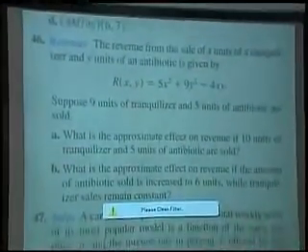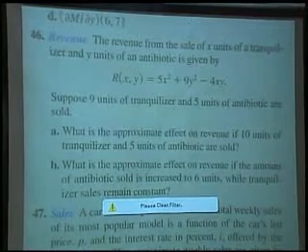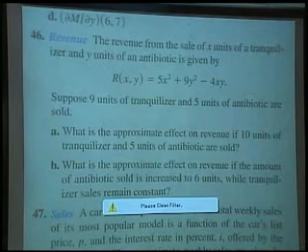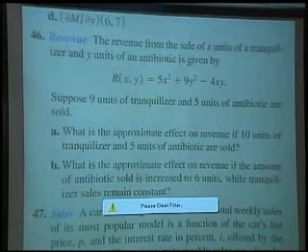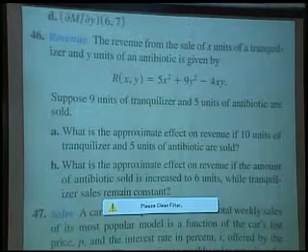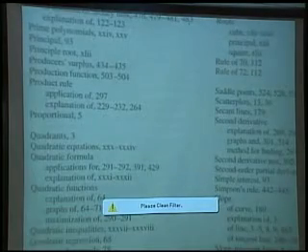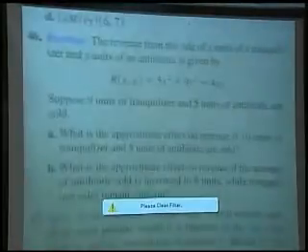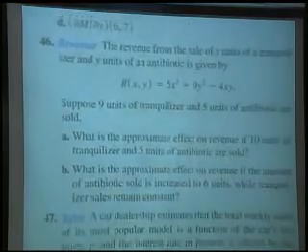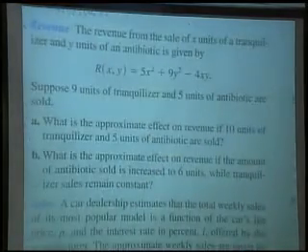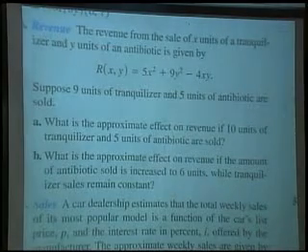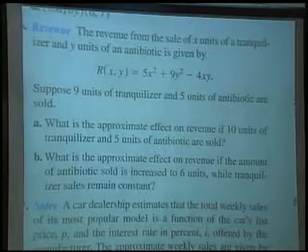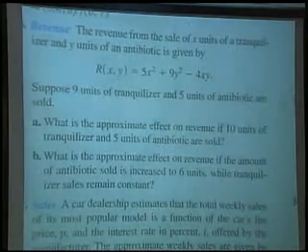Okay, 46. The revenue from the sale of x units of a tranquilizer and y units of an antibiotic is given by this. So we have 2 different things that we're selling. That's why this is a 3-dimensional graph. I can sell as much of x as I want, I can sell as much of y as I want, and I can get a revenue by the time I'm finished. Suppose 9 units of tranquilizer and 5 units of antibiotic are sold. A, what is the approximate effect on revenue if 10 units of tranquilizer and 5 units of antibiotic are sold?